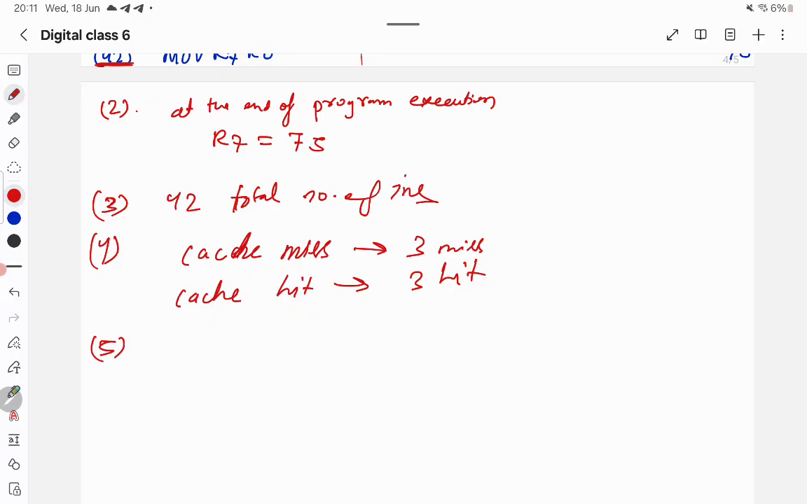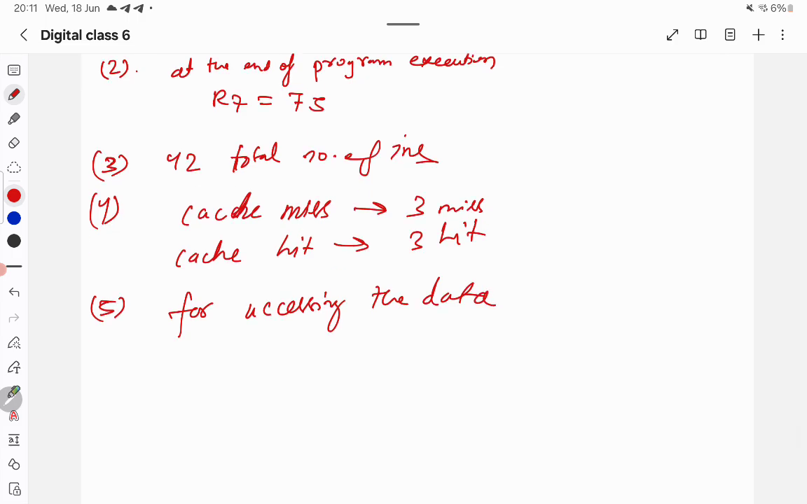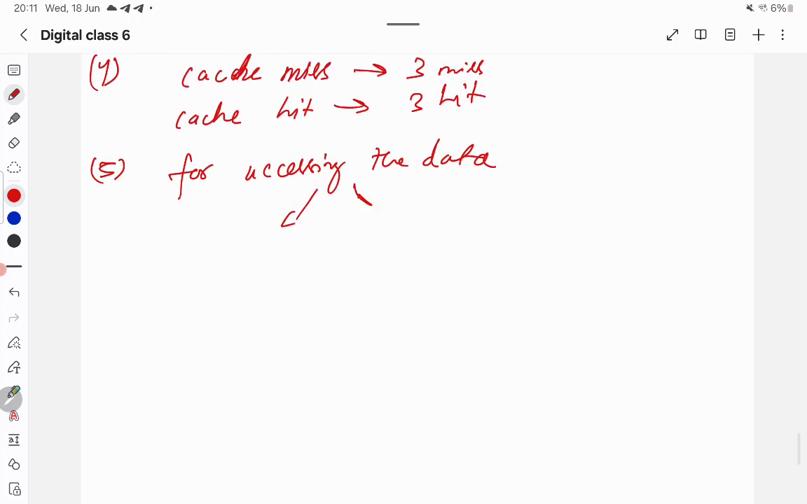Question 5: compute how many milliseconds are needed to access the total data, like the total time needed to access the data. Accessing the data means the information. So it can be of two types: either you have access to RAM or you have access to cache.